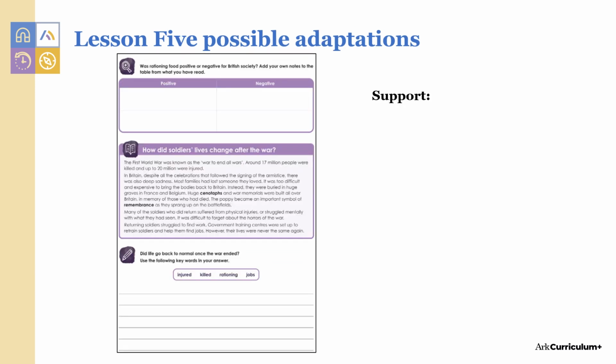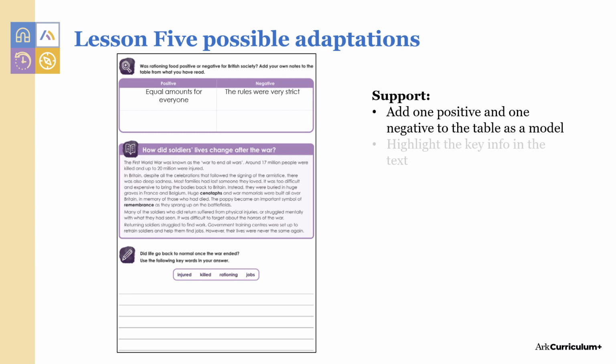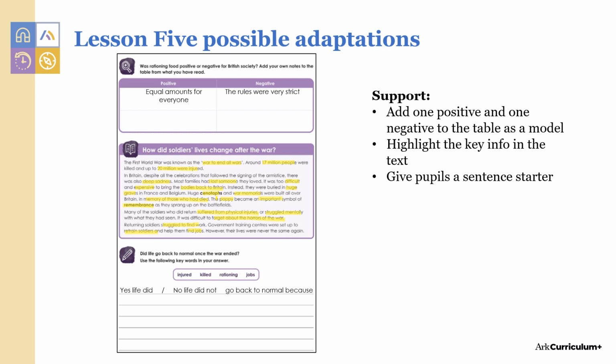Support pupils in Lesson 5. You could add one positive and one negative to the table as a model. You could highlight the key information in the text, and you can give pupils a sentence starter.